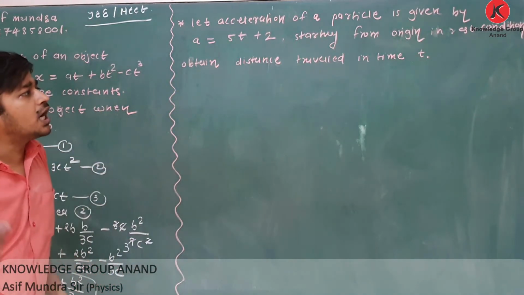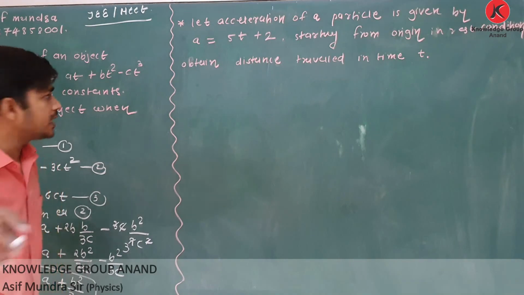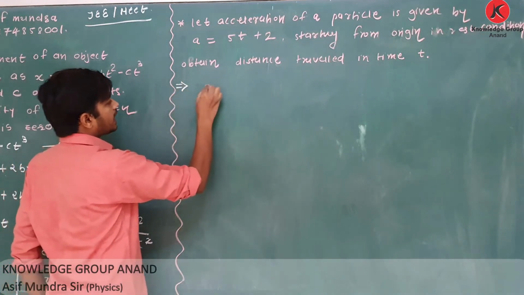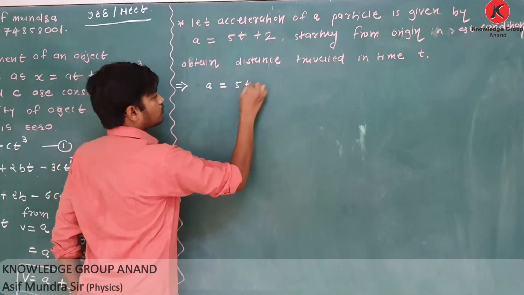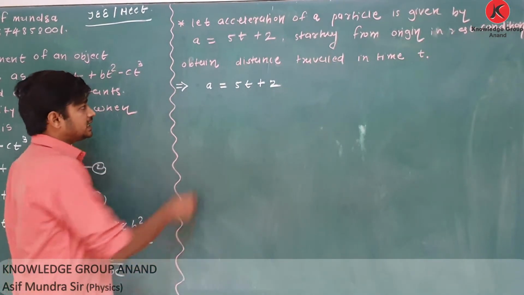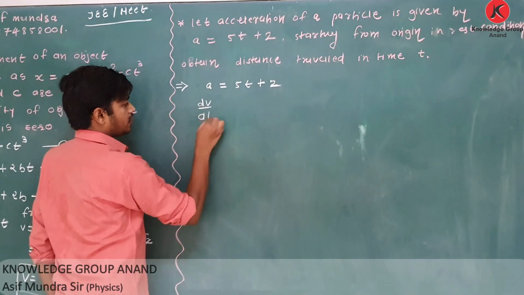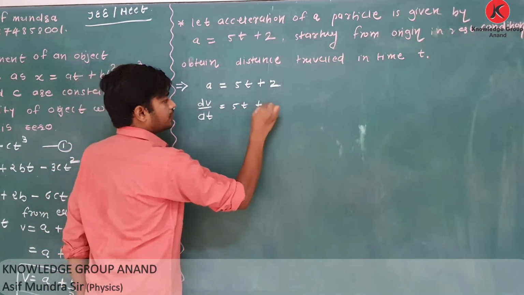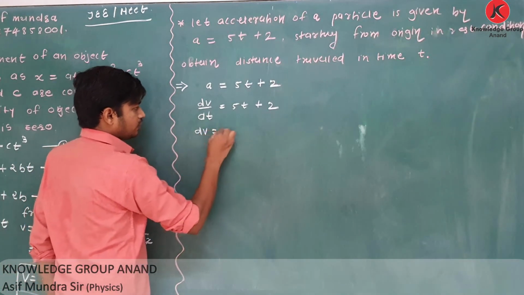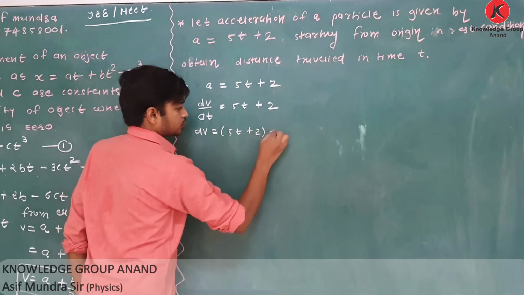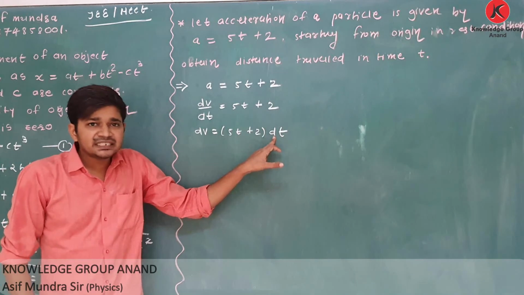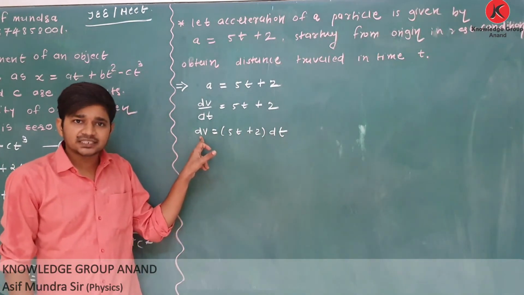Then how to find such questions? See here carefully. First of all, you are given acceleration, so you can write like this: a is equal to 5t plus 2. Now, we know that acceleration is dv upon dt. So dv upon dt is equal to 5t plus 2. Clear about this? Okay. Now, make dv as subject. Then dv is equal to 5t plus 2 dt. Clear? So, what is the meaning of this? For change in time dt, change in velocity is dv.